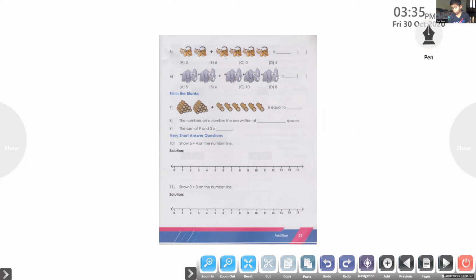Dhyan, please unmute. How many are there altogether? How many are there? 25 would come out. 6. Very good. So which option? Option A or B or C or D? Option B.